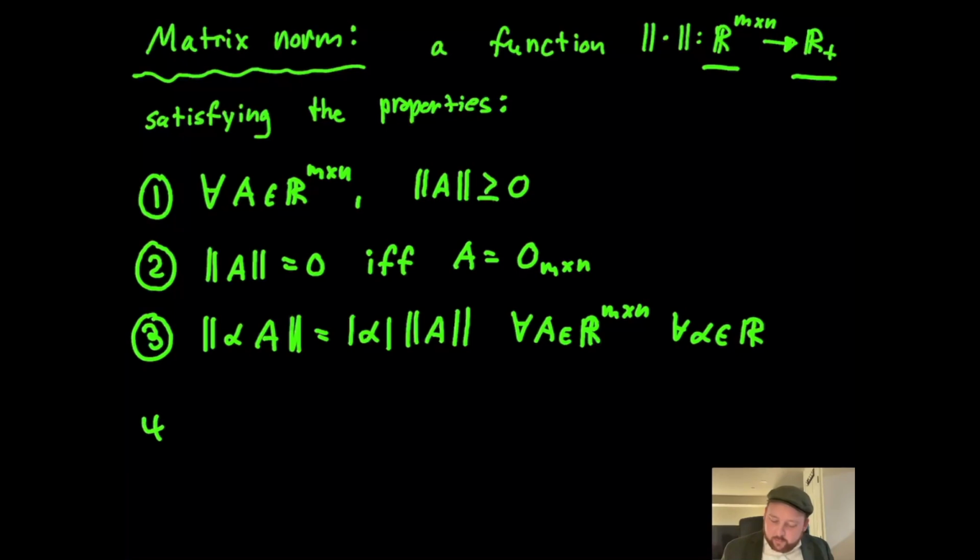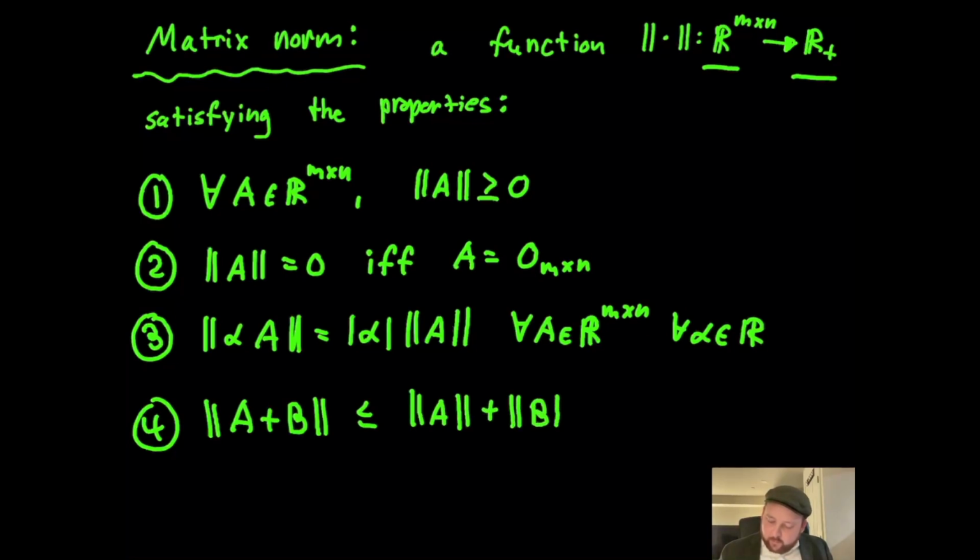And then finally, the fourth property is that I need the triangle inequality to be satisfied by the matrix norm. So if I take the sum of two matrices and I take their norm, this has to be less than or equal to the norm of A plus the norm of B. Obviously, for all matrices A and B of size m by n. So that's your definition of a matrix norm.